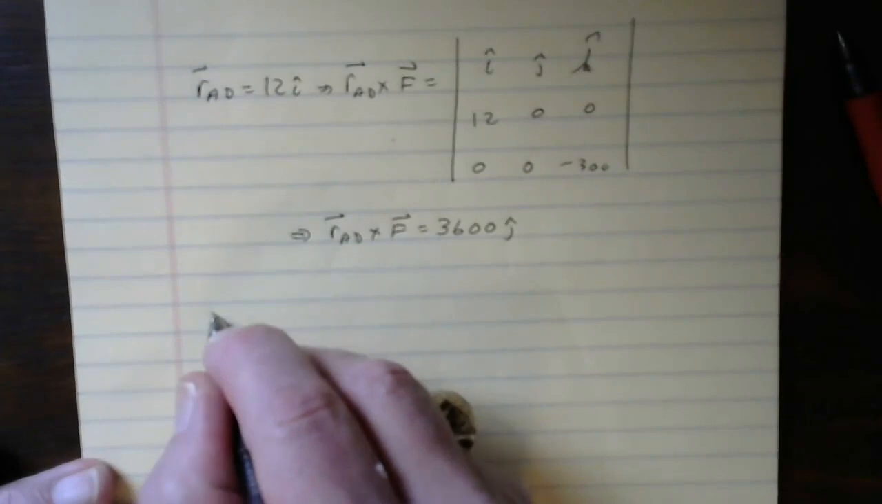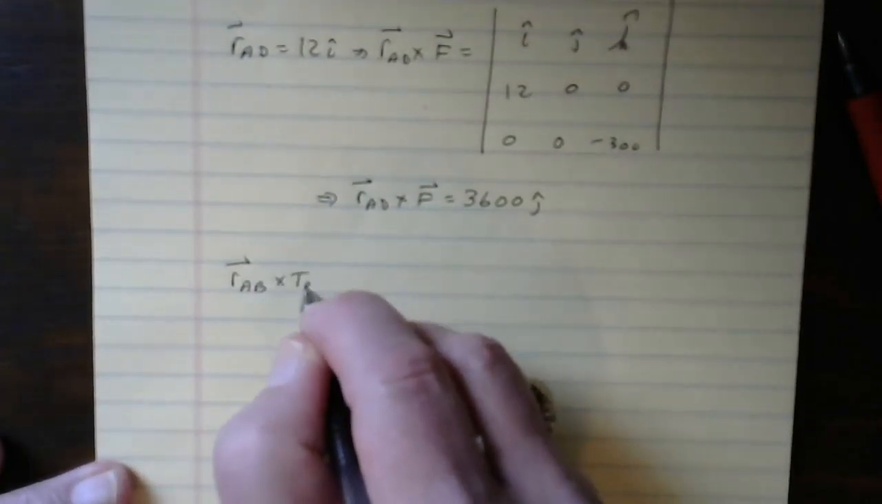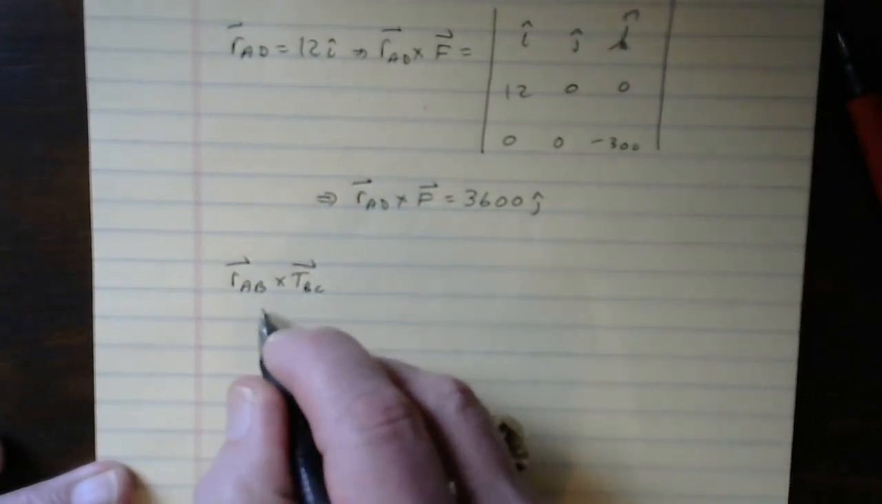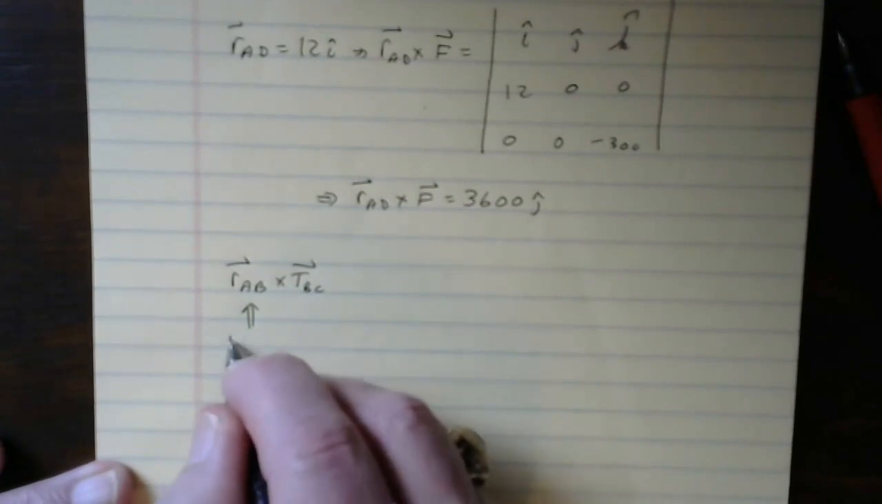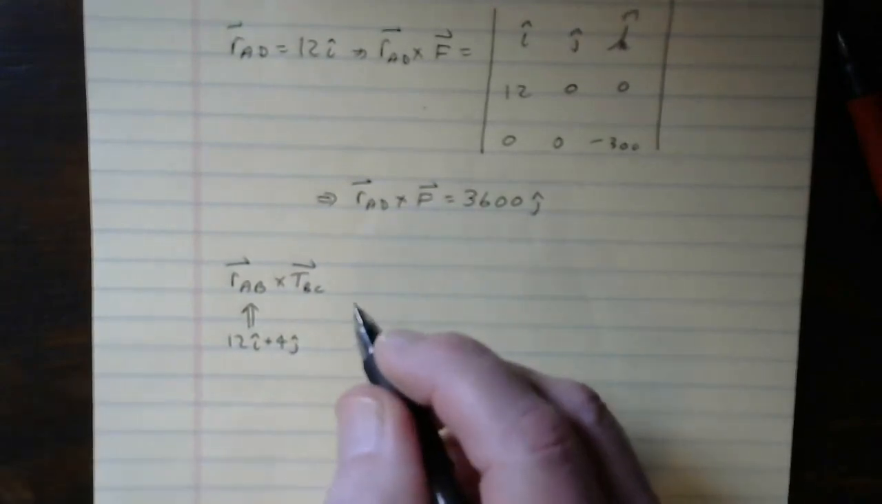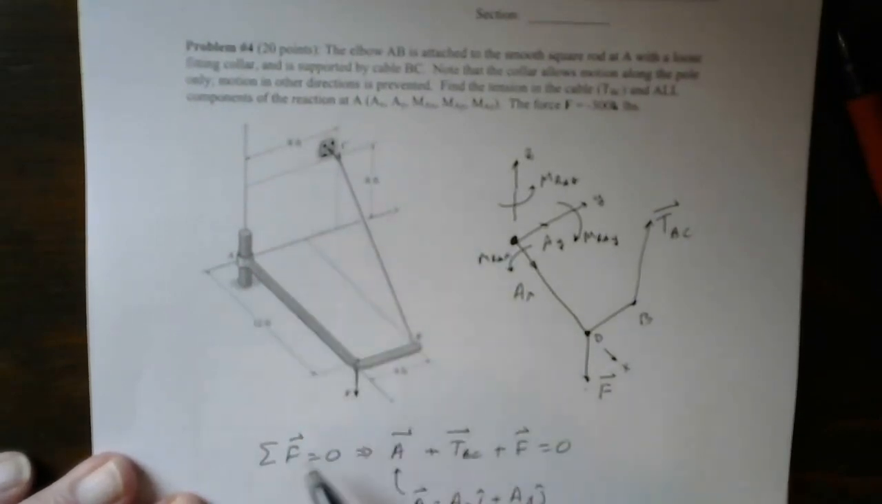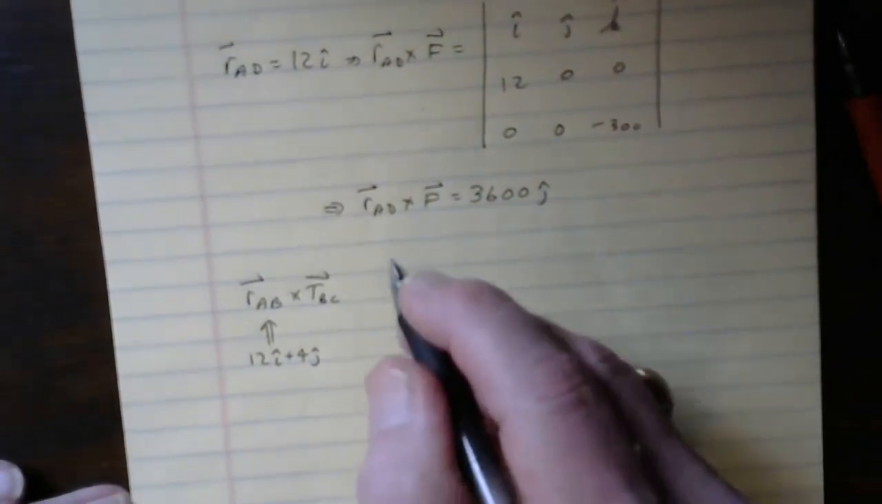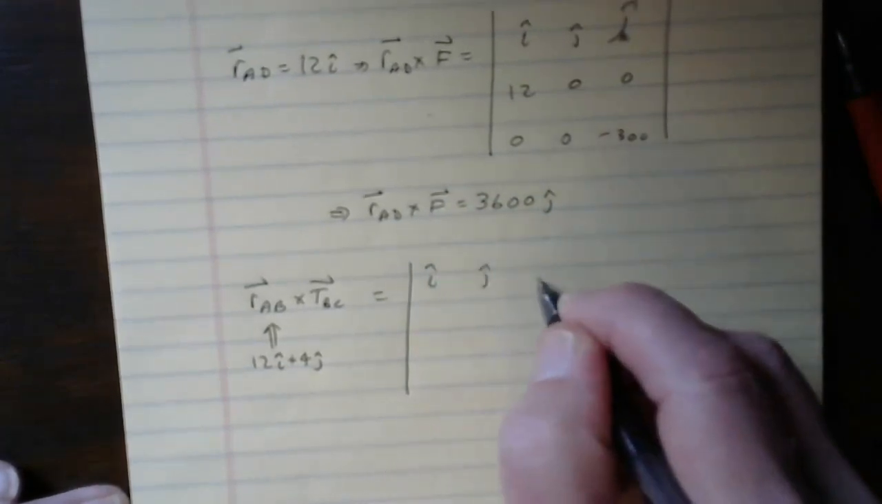The next one, R_AB cross T_BC. R_AB is 12I plus 4J. Back at the diagram, the position vector from A to B is 12 in the positive x direction, 4 in the positive y direction. So it's 12I plus 4J. So R_AB cross T_BC: set up the determinant and expand it, I, J, K.